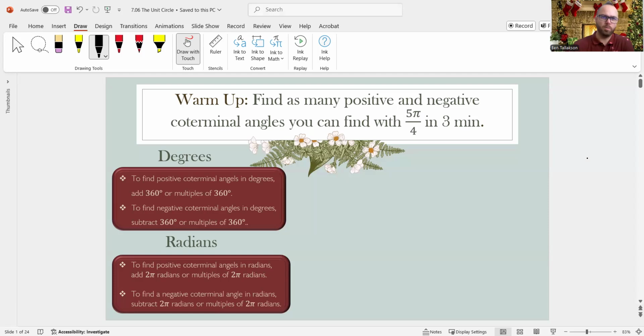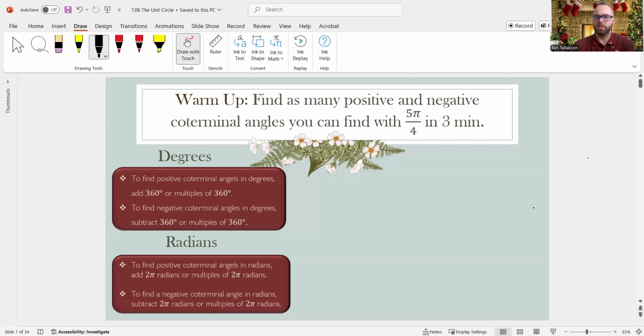Let's start today with a warm-up. Find as many positive and negative coterminal angles as you can with 5 pi over 4. Pause the recording. I'd recommend giving yourself 3 minutes.